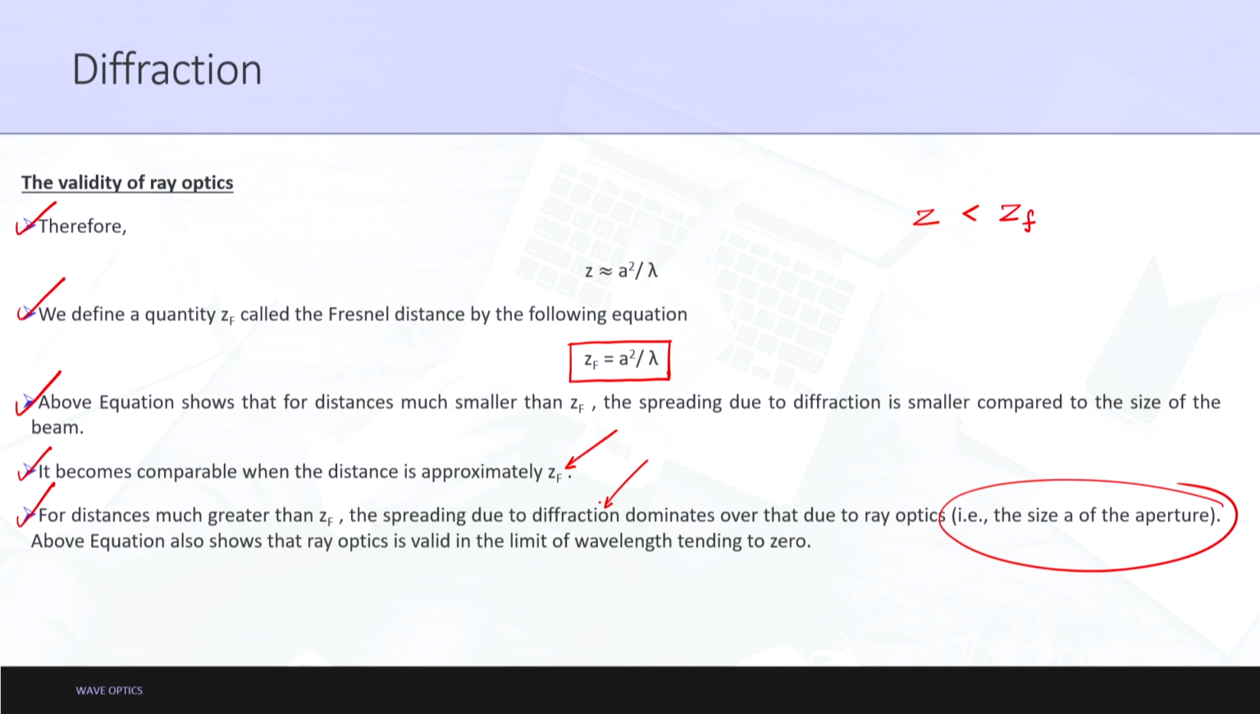So this was the final concept of validity of ray optics which I needed to convey. In this concept we just need to remember that Fresnel distance is equal to a squared by lambda, and hence this concept is completed.